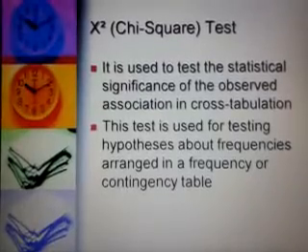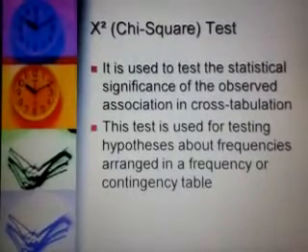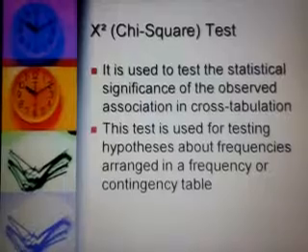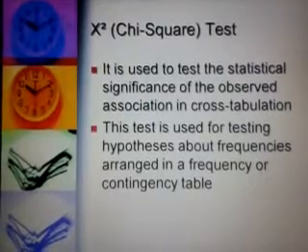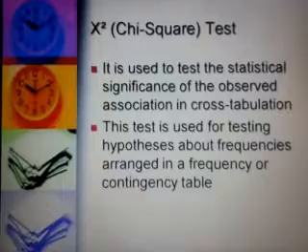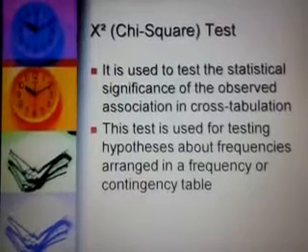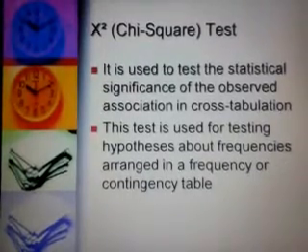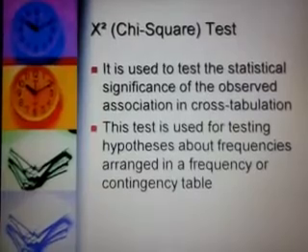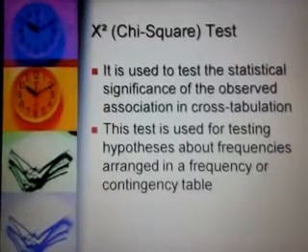This is a very important test, and it is used to test the statistical significance of the observed association in cross-tabulation. We have discussed cross-tabulation earlier as well. We will discuss a little bit of it in this lecture.